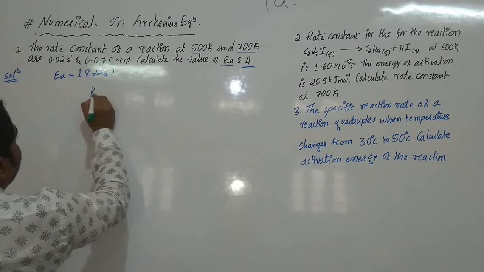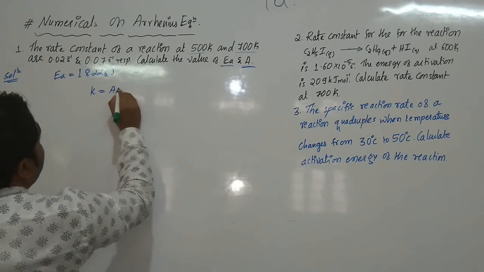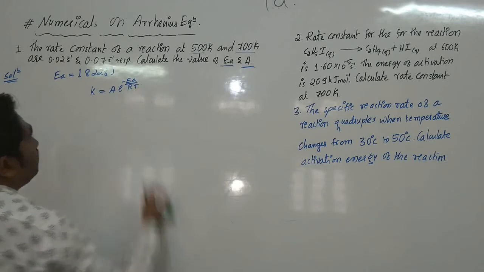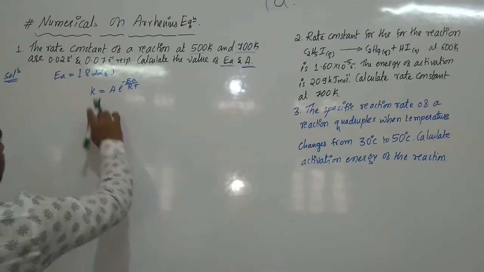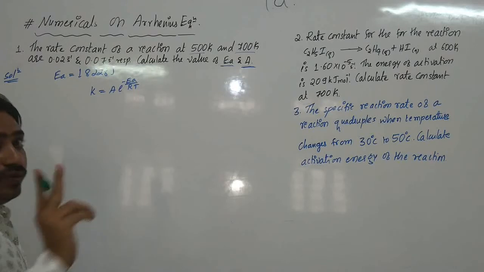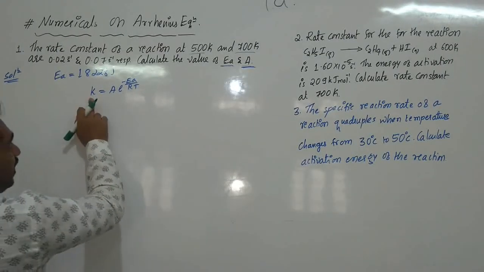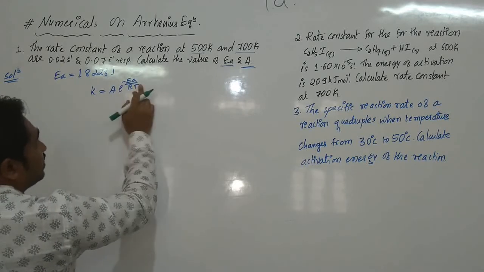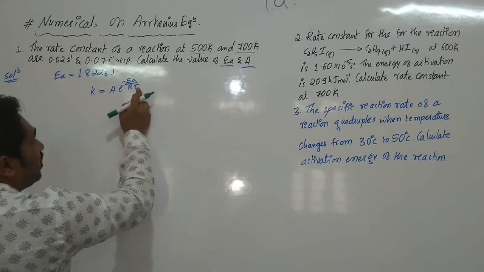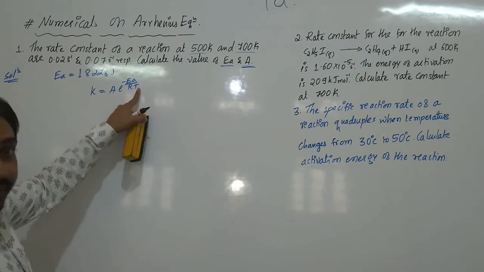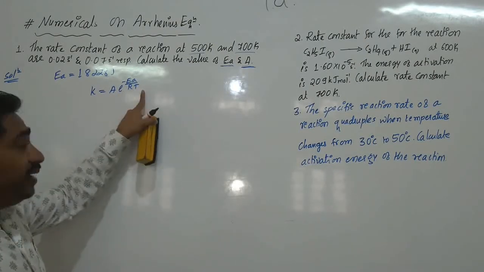According to the Arrhenius equation, K is equal to A into e raised to minus EA divided by RT. Okay, so there are two values of K, K1 and K2. If you take K1, you have to take the corresponding temperature, T1. If you take K2, you take the corresponding temperature, T2.